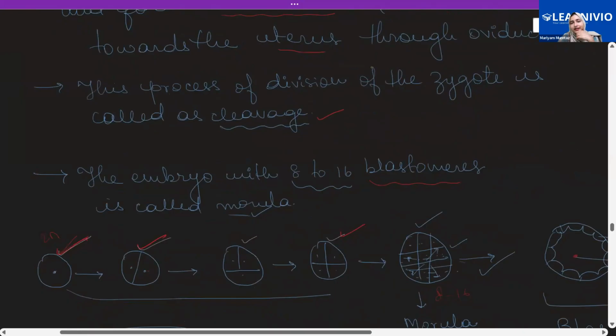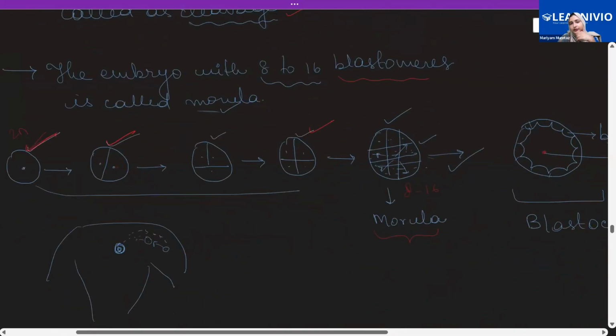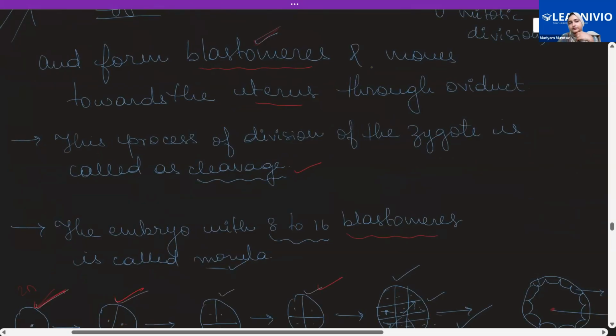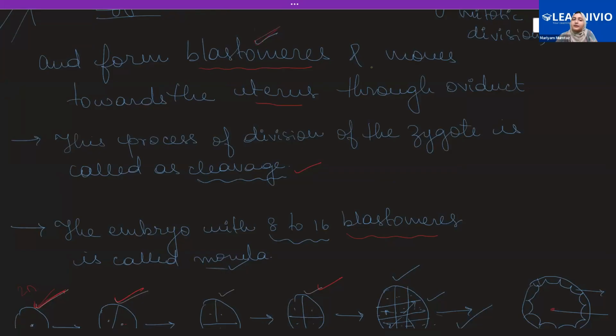Now the embryo with 8 to 16 blastomeres is called a morula. The zygote will be moving towards the uterus while dividing. That is called cleavage. It will be moving and dividing simultaneously. While it is moving, it is dividing and becoming different stages.